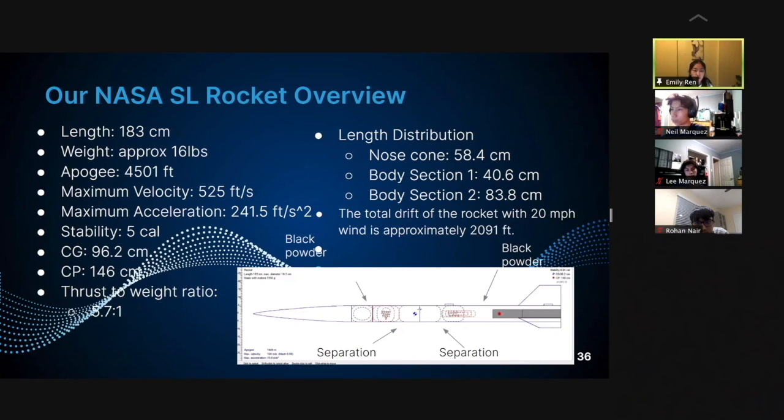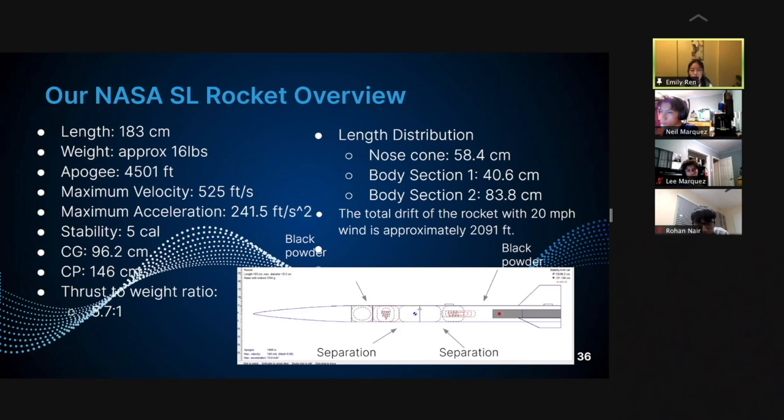So here's an overview of the dimensions for our NASA student launch rocket. The length is 183 centimeters, weight is approximately 16 pounds. Apogee, or the highest height that it flies, is 4,501 feet. The maximum velocity is 525 feet per second, and maximum acceleration is 241.5 feet per second squared. And our thrust to weight ratio is 5.7 to 1.